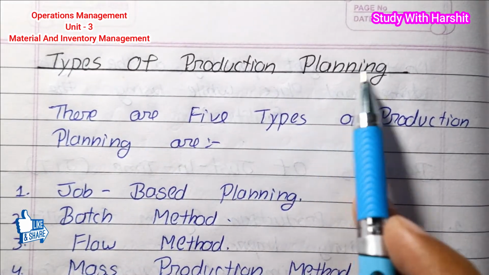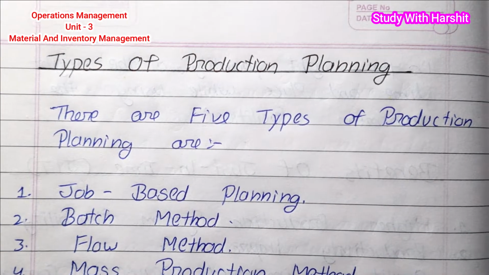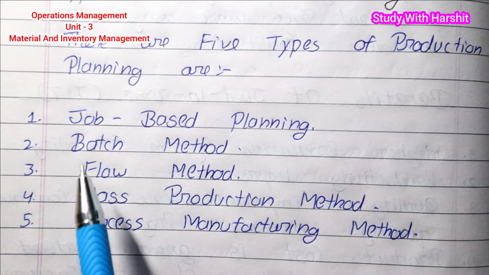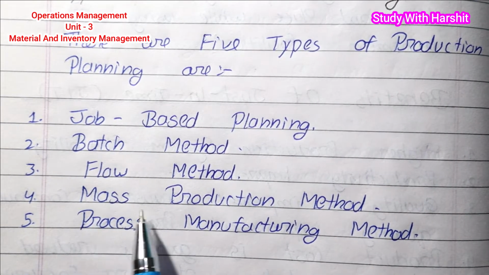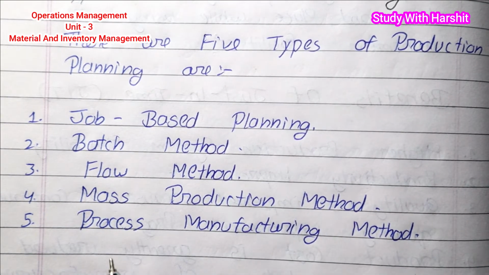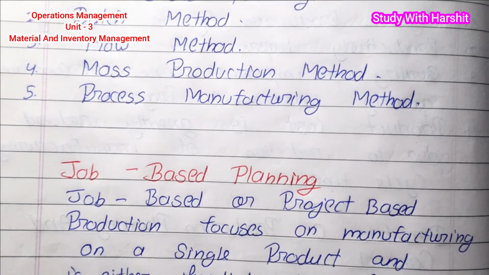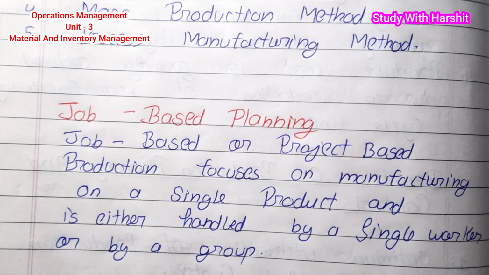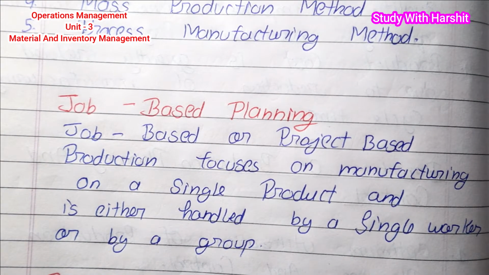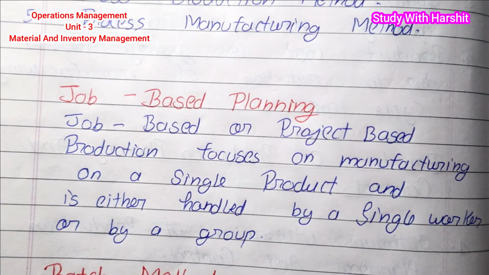Types of production planning. There are 5 types of production planning. First one, job based planning. Second, batch method. Third, flow method. Fourth, mass production method. Fifth, process manufacturing method. Job based planning. Job based or project based planning focuses on manufacturing a single product and is either handled by a single worker or by a group.